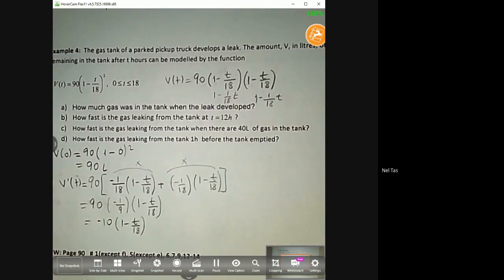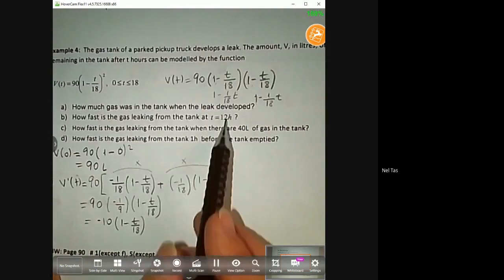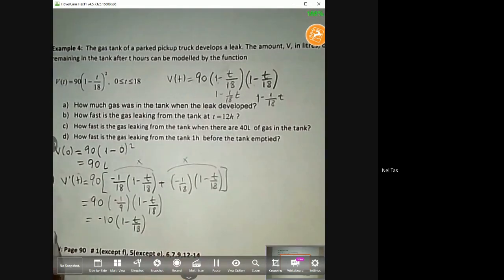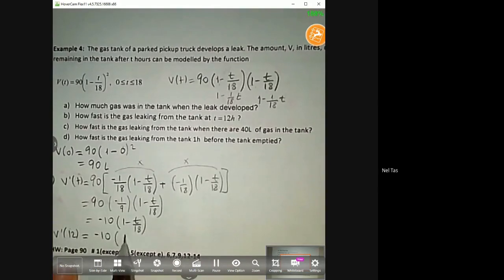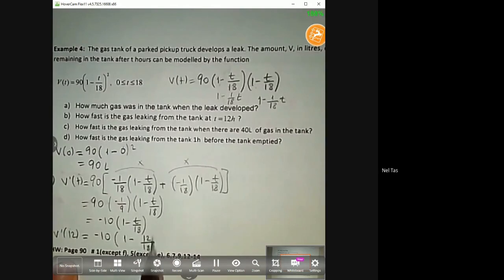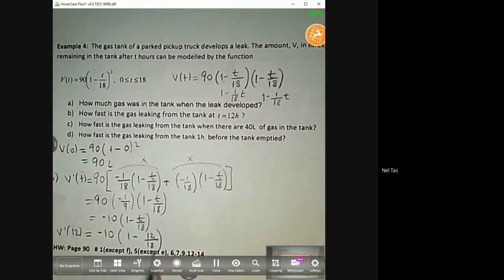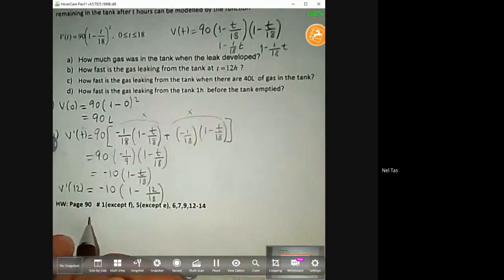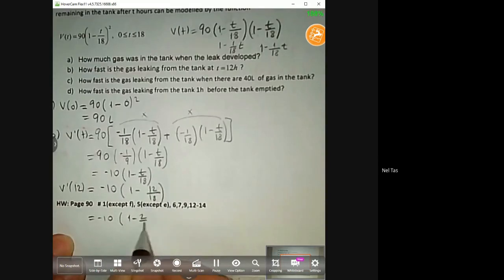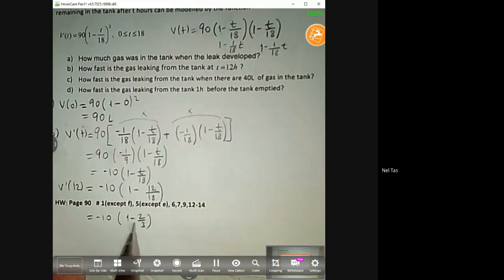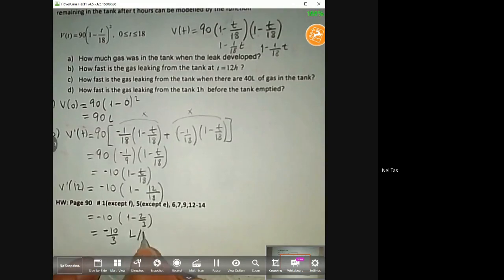Now we can substitute 12 into the derivative function. Negative 10 times (1 - 12/18). So simplify this: 12/18 is 2/3. So you get 1 minus 2/3, which is 1/3. So negative 10 times 1/3 is negative 10/3. And this is in liters per hour.